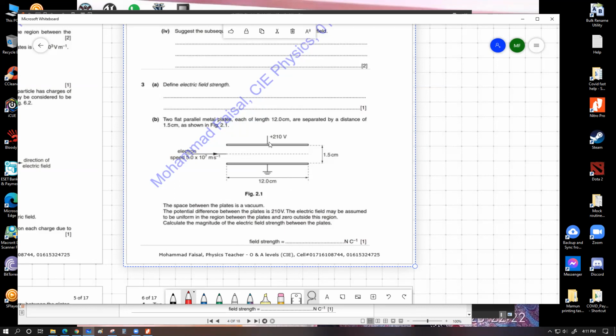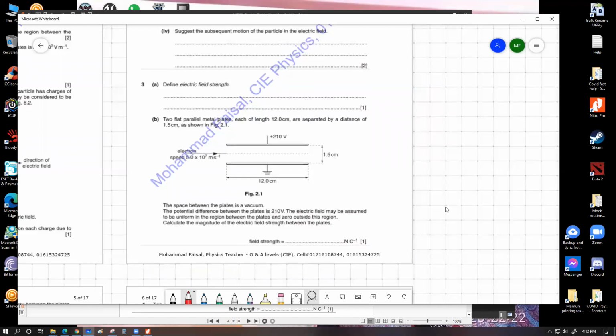It's a simple calculation. We have the voltage, we have the distance. So voltage over distance. If I just write this down over here, E equals V by D, which gives me 210 divided by 0.015.